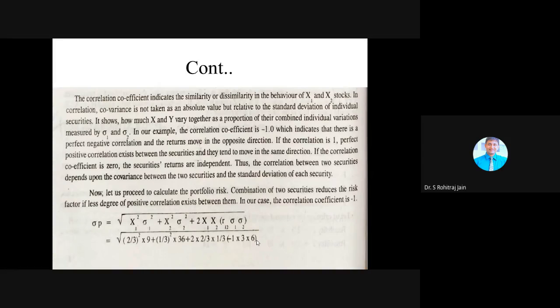Do it slowly. First, you do 2 by 3 square. Two divided by 3 whole square, please understand. That means 4 divided by 9. It will become 4 divided by 9 multiplied by 9. Anybody? 4 by 9 into 9, that is 4. Okay, perfect. Next. What is the standard deviation of the portfolio?